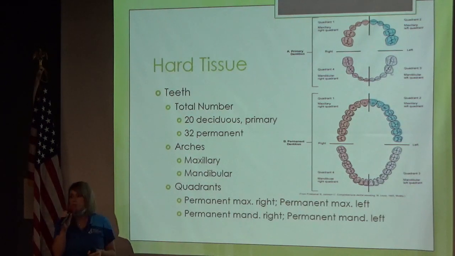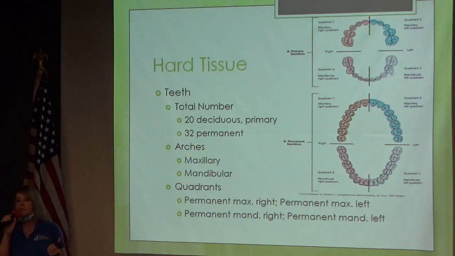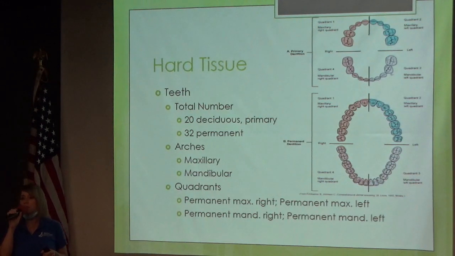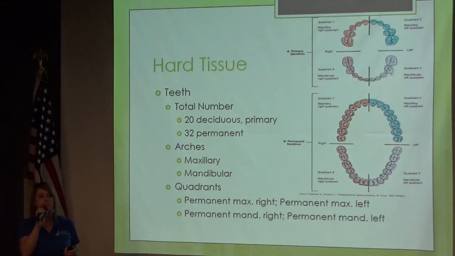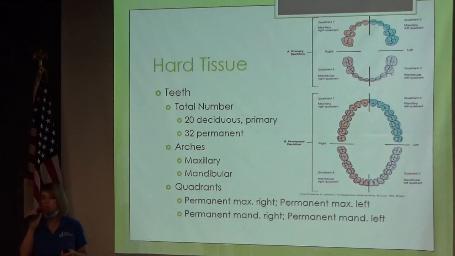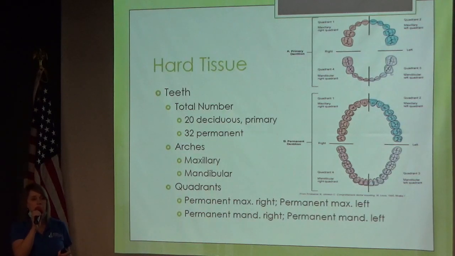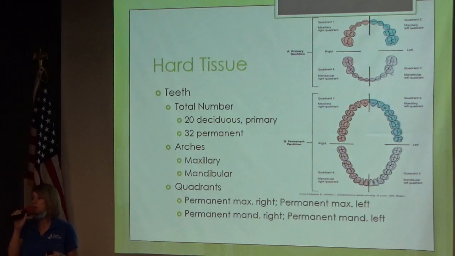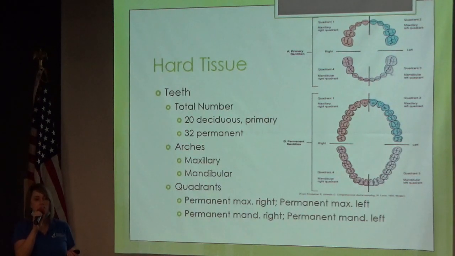So for teeth, we have two sets of teeth. We have deciduous or primary. Those two words are interchangeable. And then we have permanent. So how many teeth do we have in the primary or deciduous set? 20. So all children should have 20 teeth. 10 in the maxillary and 10 in the mandibular. And then once we're adults and we have shed all of our primary teeth, how many teeth should I have? 32. All right, so how many in each arch? 16.